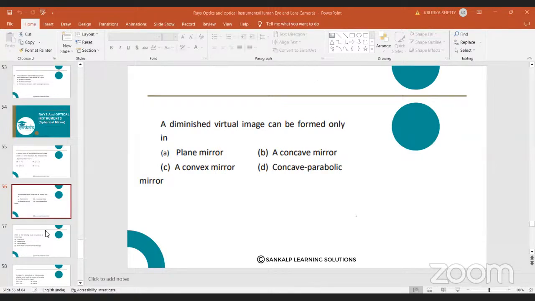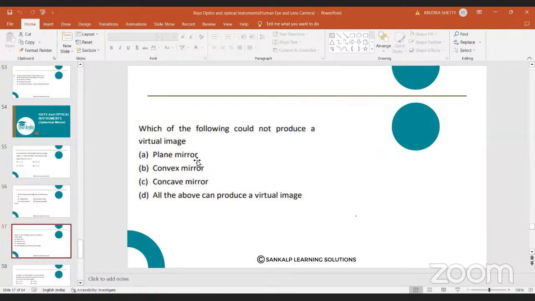Our next question. Which of the following could not produce a virtual image? Plane mirrors, convex mirrors, concave mirrors, or all the above can produce a virtual image. Which is right?